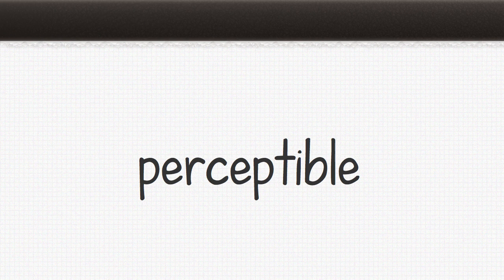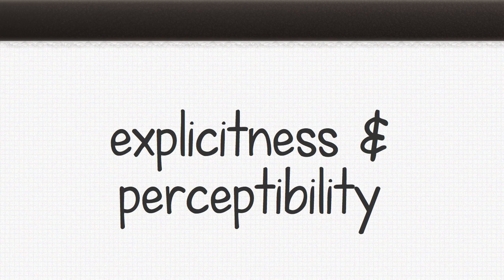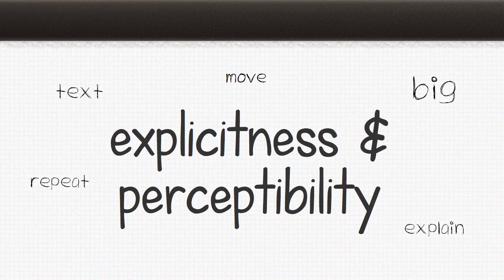Designing your interface or controls with explicitness and perceptibility in mind, your player's experience will improve significantly. During your first user or play tests, you will notice that most of the problems arise from explicitness or perceptibility issues. Use text, explain, repeat, make things big, and animate things. You will see the difference on the next test session.